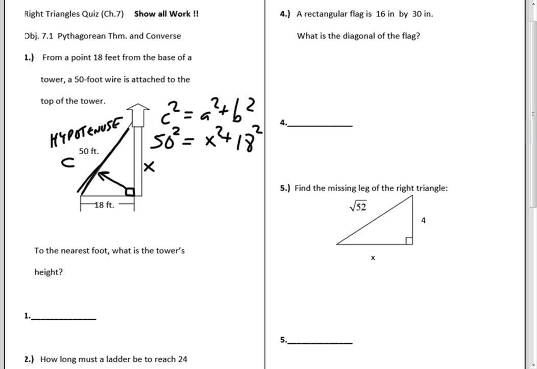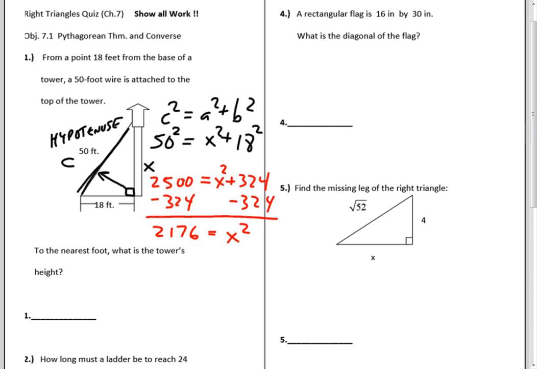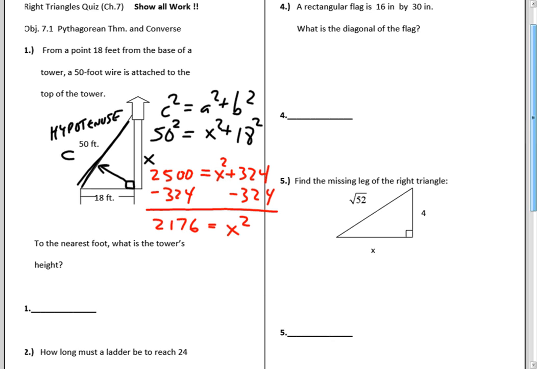What is 50 squared? 2,500. A lot of you wrote 250. That's fixable. We can fix that before the test. Then you can get a better grade on this section, and then I can average out the quiz grade. How about 18? Is that 324? Yes. You do a little subtraction. I get 2176. Some of you made it that far. You got 2176. What's your final step?